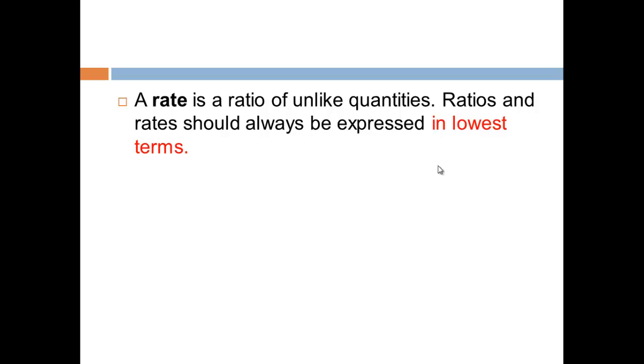Which gets us to our next definition, where it says a rate is a ratio of unlike quantities. Ratios and rates should always be expressed in lowest terms. So what we just saw, the 2 girls to 3 boys, is in lowest terms.